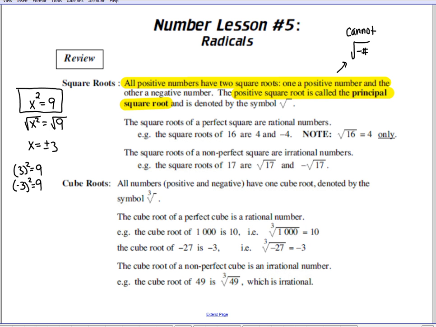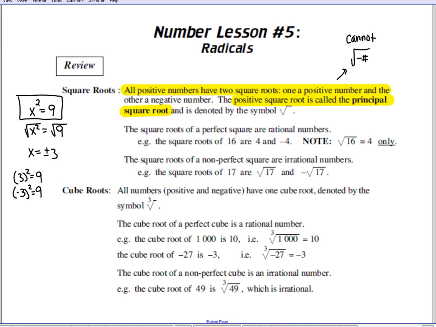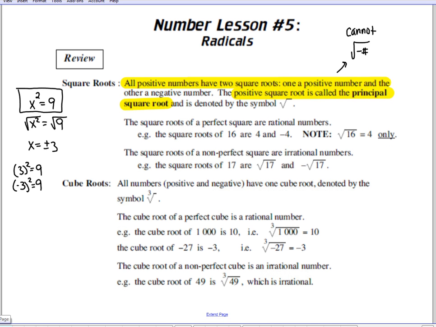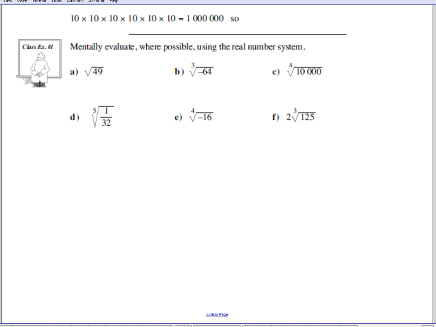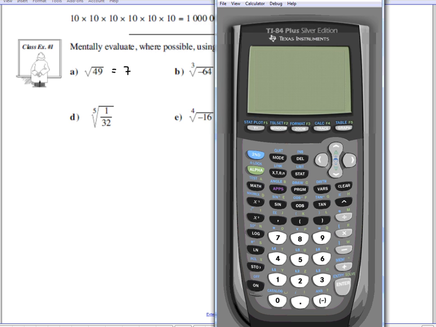So let's move on to the bottom of this page. Oh, did I open the right thing? Yeah, here it is. Let's do it mentally as much as we can, but if we can't, we'll use our graphing calculators. Square root of 49, what's that equal to? 7, good. Does anyone know the cubic root of negative 64? Let's grab our calculators for this one.